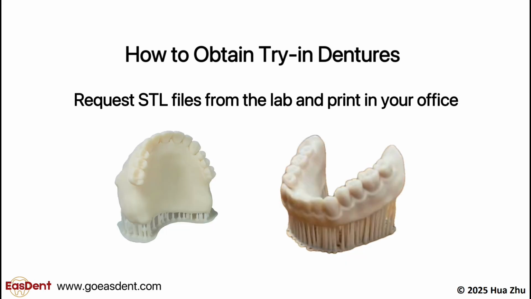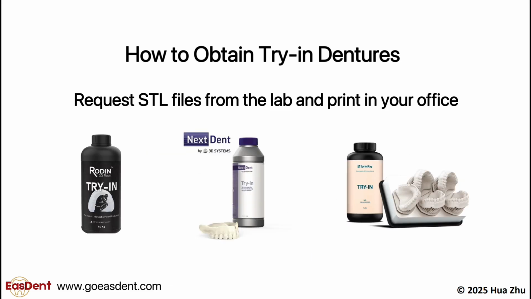To obtain a try-in denture, you can request an STL file from the lab and print it in your office if you have a 3D printer. This approach may help save costs. You can use 3D printing resin designed for denture try-in. This type of resin is less expensive. It is classified as FDA Class 1 material and is intended solely for in-office try-in use. Patients cannot take this try-in denture home and it does not offer shade variations.